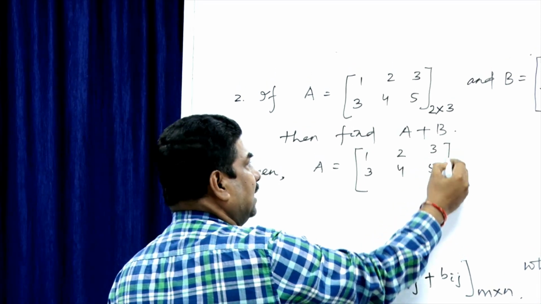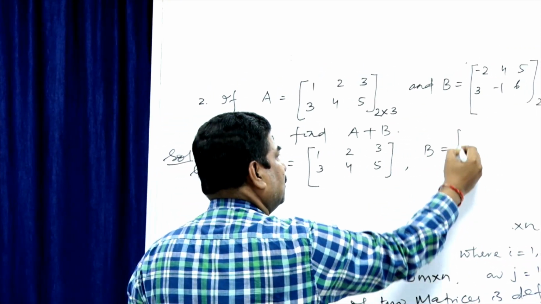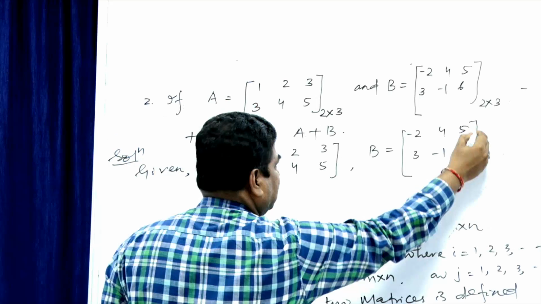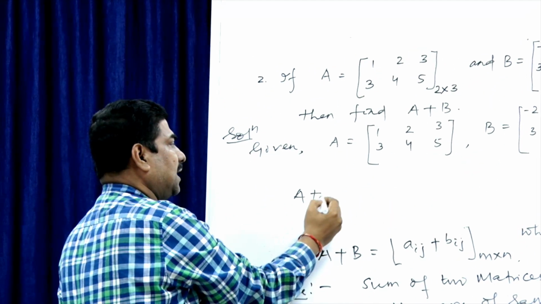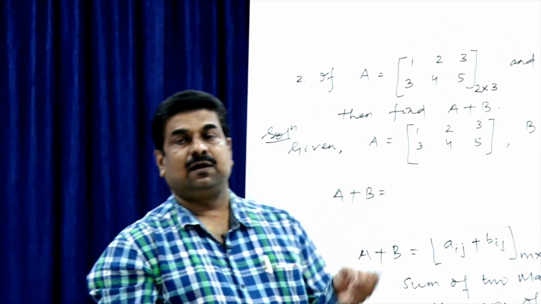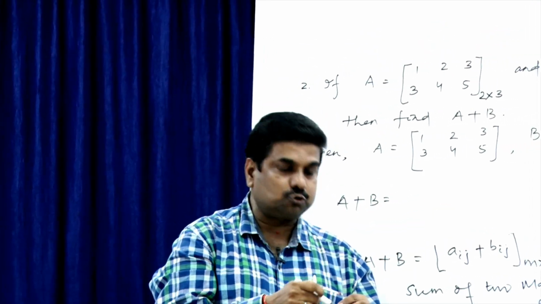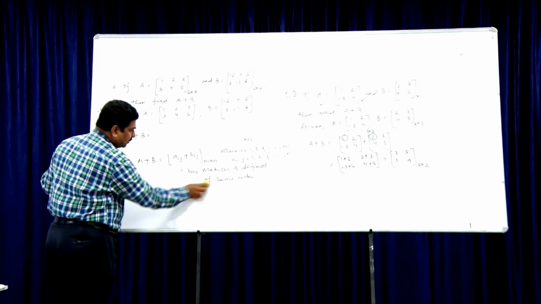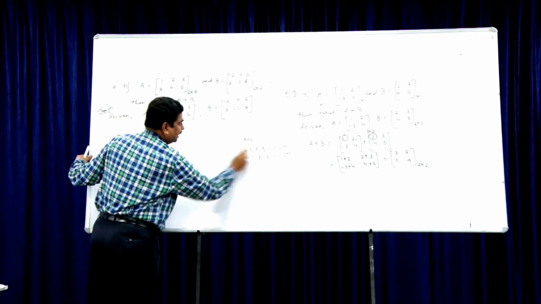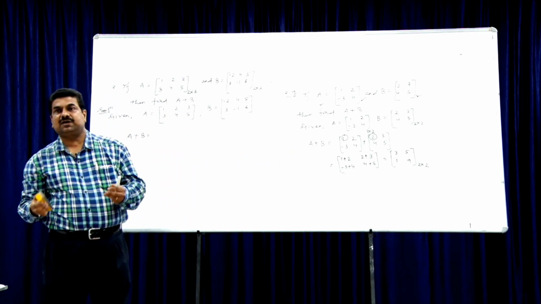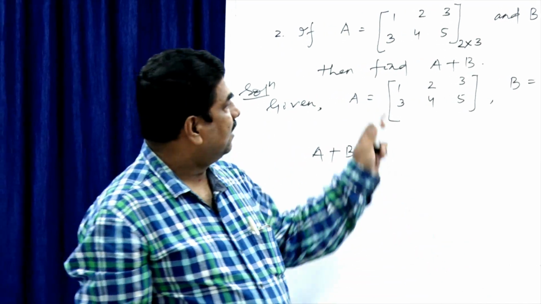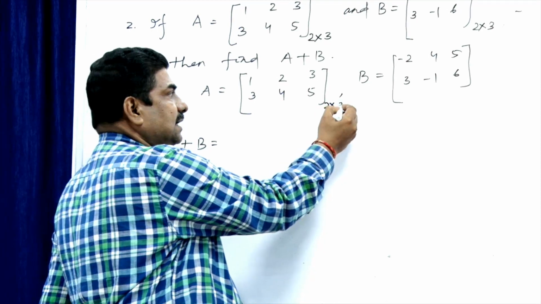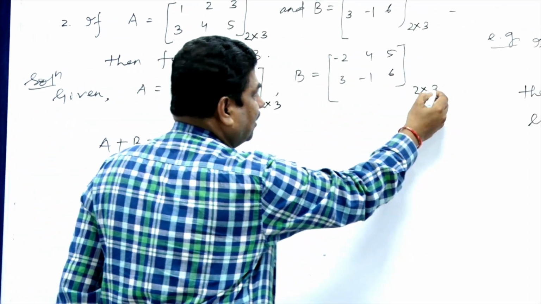Here the given condition is A equal to [1 2 3; 3 4 5], and similarly B equal to [-2 4 5; 3 -1 6]. We have to find A plus B. First we have to see whether these two matrices are of the same order or not. If they are of the same order, then only matrix addition is defined. Here the first matrix A is of order 2 by 3, and B is also a matrix of order 2 by 3.